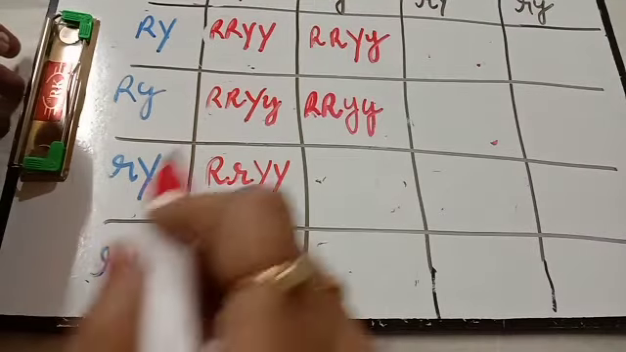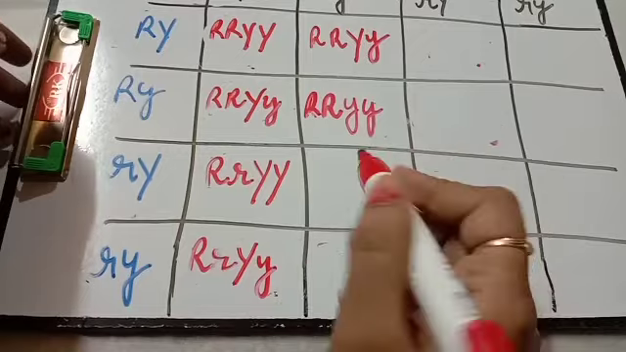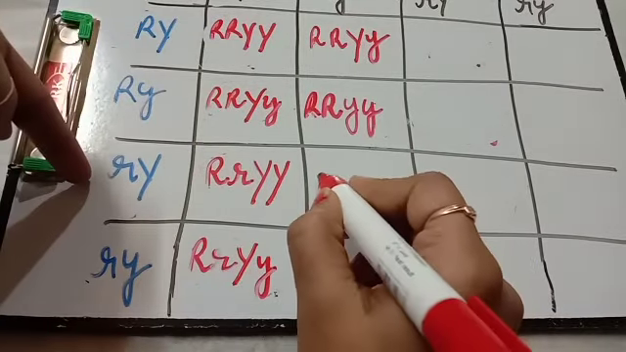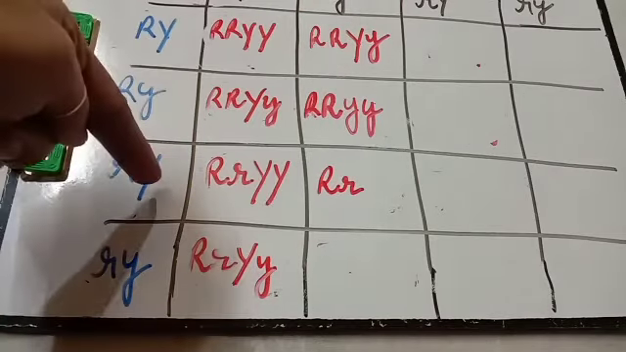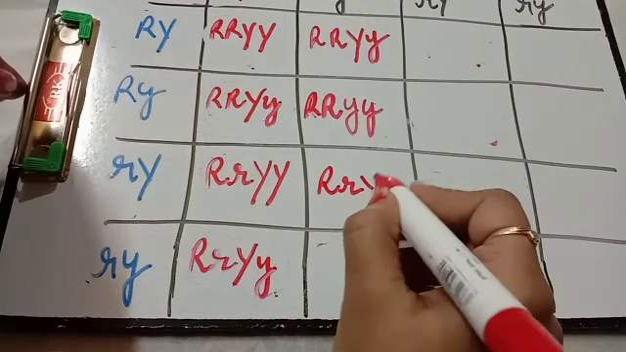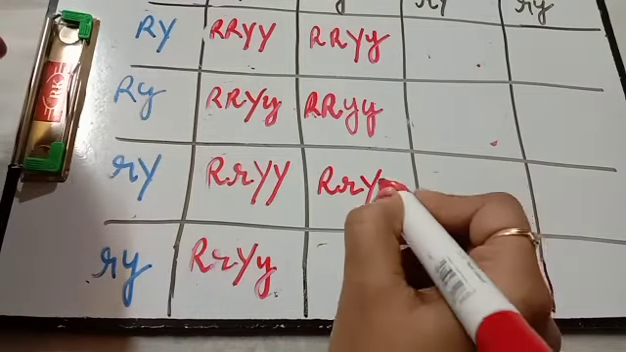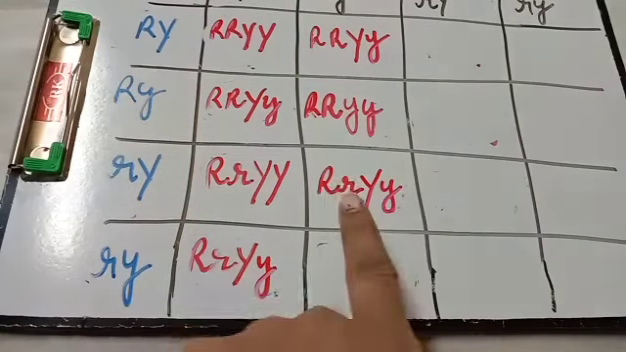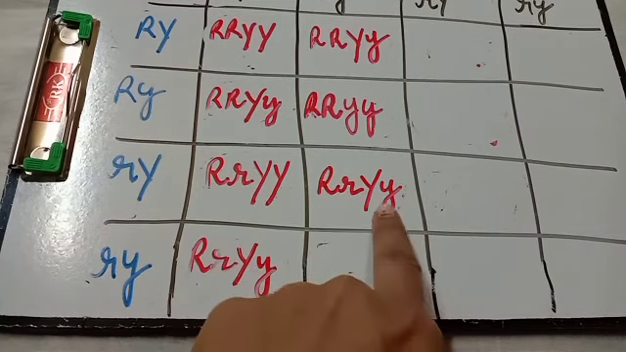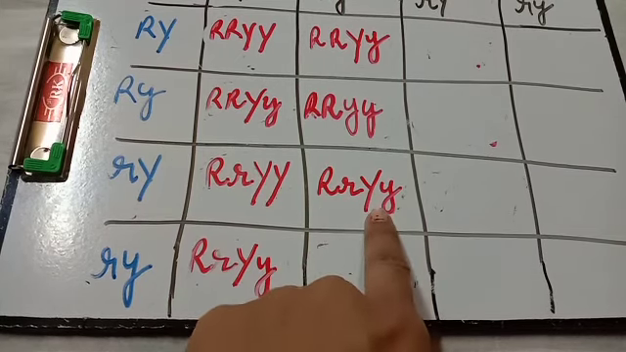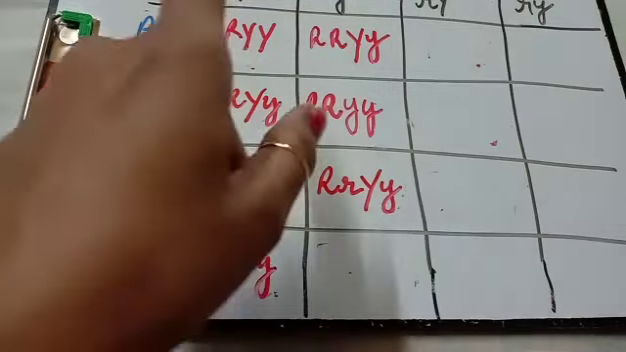Now next one, capital R, small r. Capital R, small r. Now this is small y and this is capital Y. I told you capital you have to write first. Capital Y, small y. Now again what will be the result? In both, the dominant trait is R. So round, and here again yellow. Round and yellow. Okay. So this way I will fill.